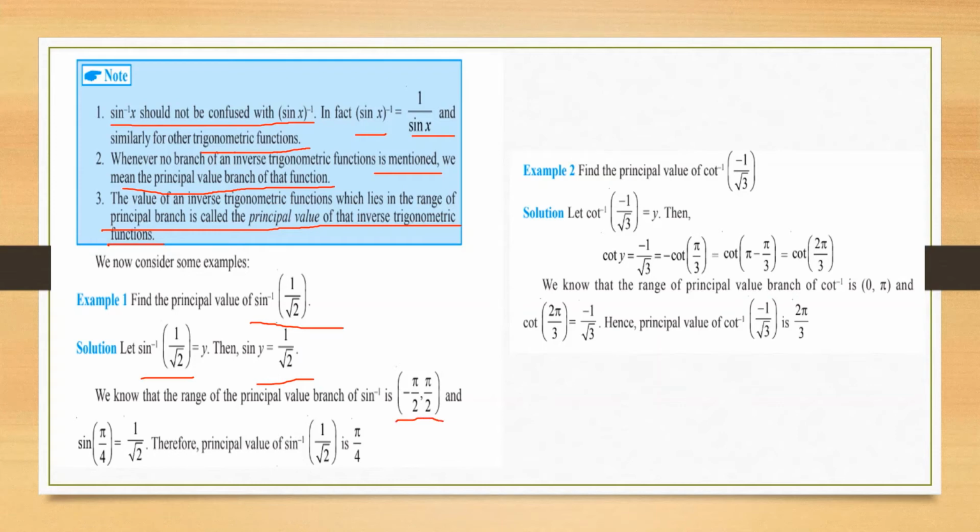Okay, so therefore the principal value of sin inverse 1 by root 2 will be pi by 4, which belongs to this principal value branch. Cot inverse of minus 1 by root 3, let it be equal to y. So cot y is minus 1 by root 3, right? So it is minus cot pi by 3. We can write cot of 180 minus theta as minus cot theta, so it is cot 2 pi by 3. The range of the principal value branch of cot inverse is 0 to pi, and definitely 2 pi by 3 lies between 0 and pi. So the principal value of cot inverse is 2 pi by 3.